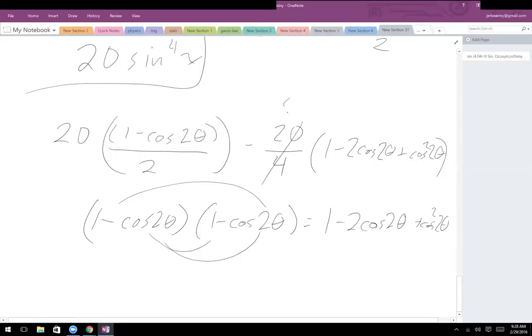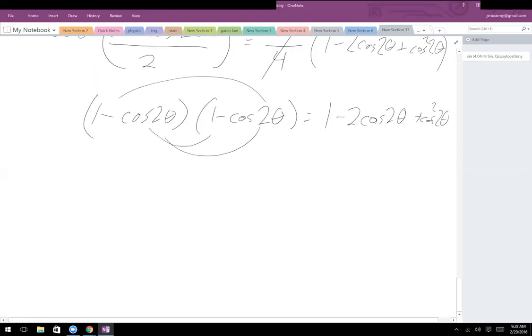So 20 over 4 is 5. So 5 times all that. So far I've got 5 minus 10 cosine 2 theta plus 5 cosine squared 2 theta.